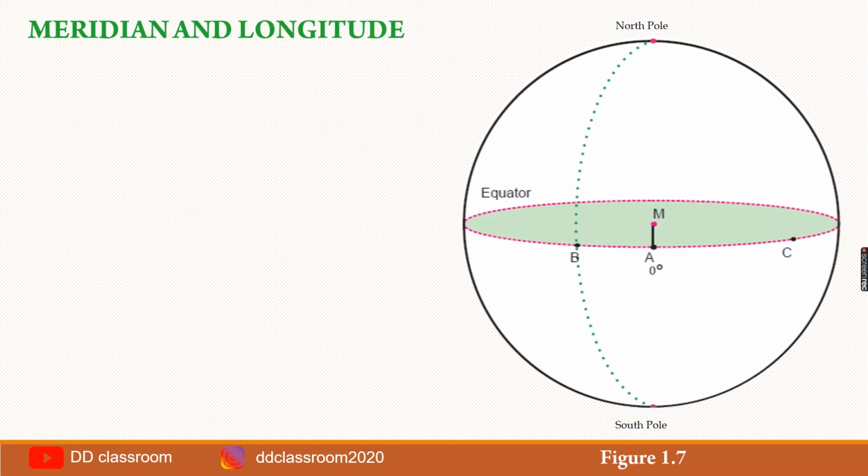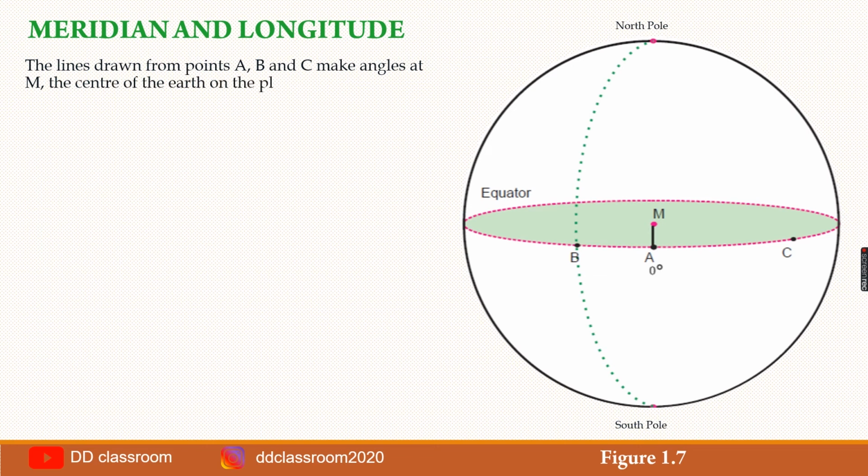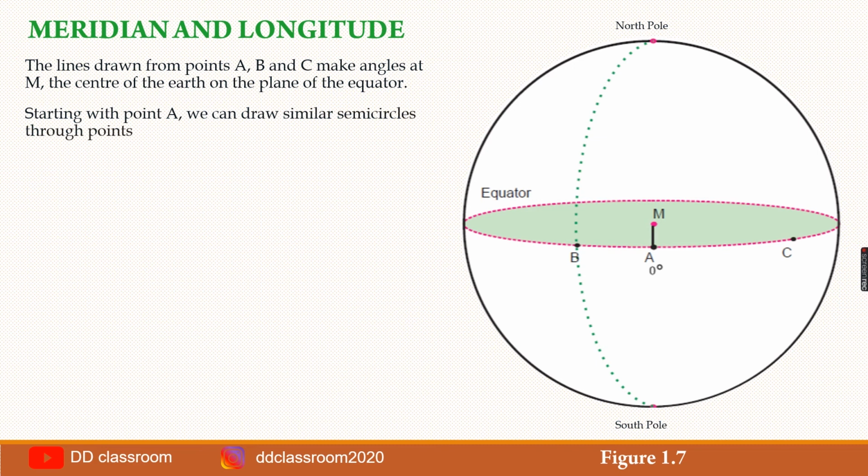Meridian and longitude. The lines drawn from points A, B and C make angles at M, the center of the earth, on the plane of the equator. Starting with point A, we can draw similar semicircles through points placed at each degree. These semicircles are known as the meridians of longitude.